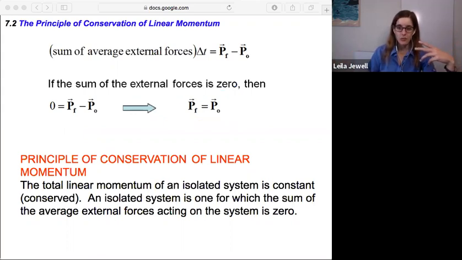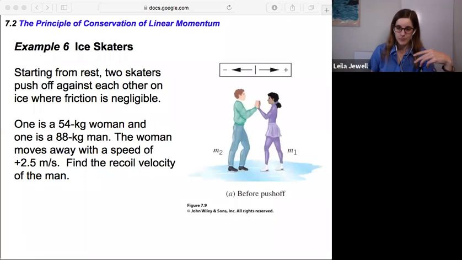All right, let's look at one example. That's not a collision, it's ice skaters, much more peaceful. So starting from rest, 2 skaters push off against each other on ice where friction is negligible. One is a 54 kilogram woman and one is an 88 kilogram man. The woman moves away with a speed of 2.5 meters per second. Find the recoil velocity of the man.